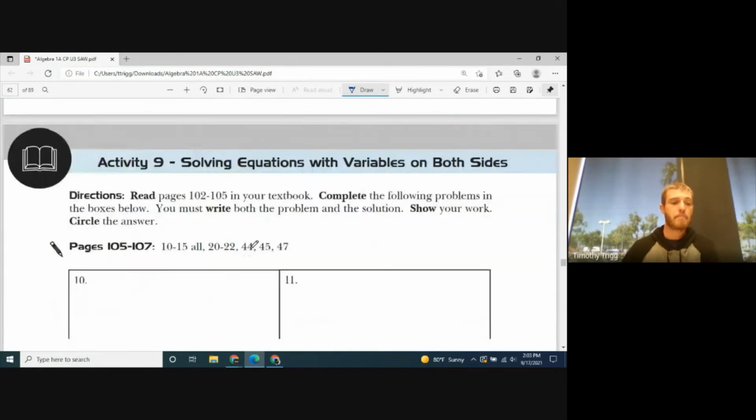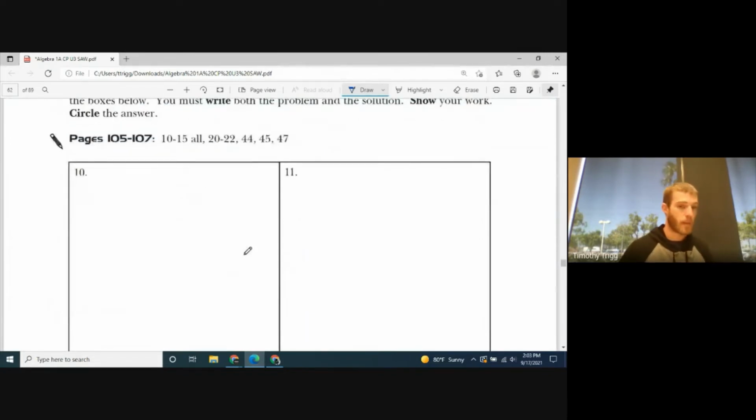Okay, once you're done with that, we're going to move on to the next section. Starting on page 105, we're going to look at number 10. So these ones aren't too bad, at least to start. We have 5x minus 1 equals x plus 15.